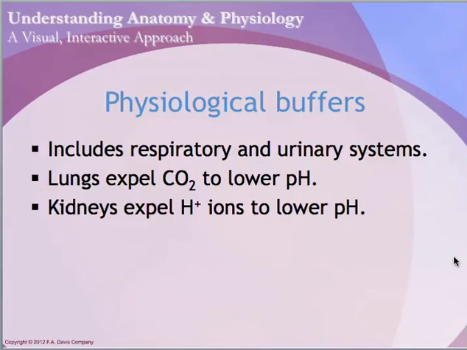And these are our respiratory and our urinary systems. So our lungs, in a very general sense, expel carbon dioxide, which also is acidic, to lower pH. And the kidneys can expel hydrogen ions to lower pH. So they both can play a role in pH balance.